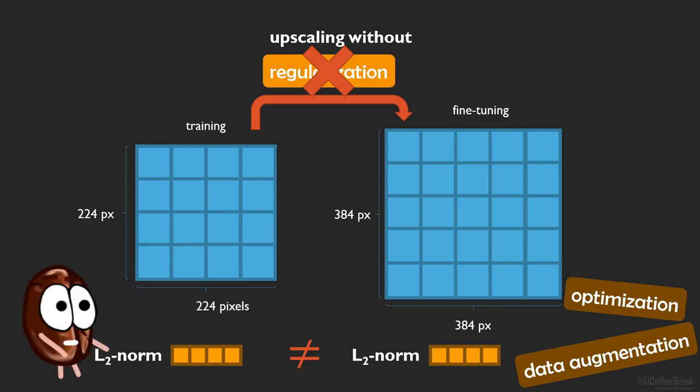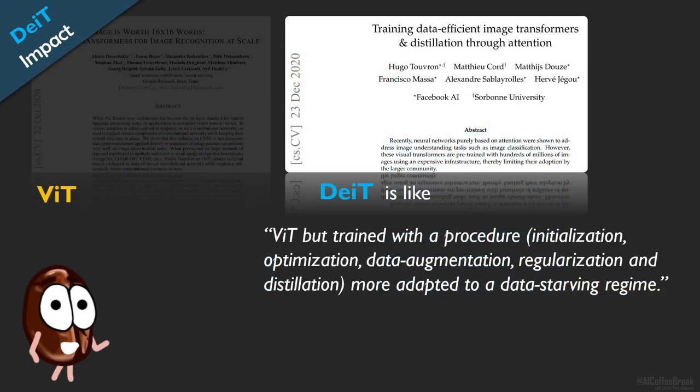Okay, so to generalize and to conclude, DeiT is like ViT, but, I cite, "trained with a procedure more adapted to a data-starving regime." And this is the cool thing about it, leaving ViT's state-of-the-art numbers on ImageNet a little in the shadow. Especially now that it seems like transformers are here to stay, it is great that a step towards data efficiency was made by DeiT, making it possible to train a transformer on image data sets of millions of images instead of hundreds of millions of images.